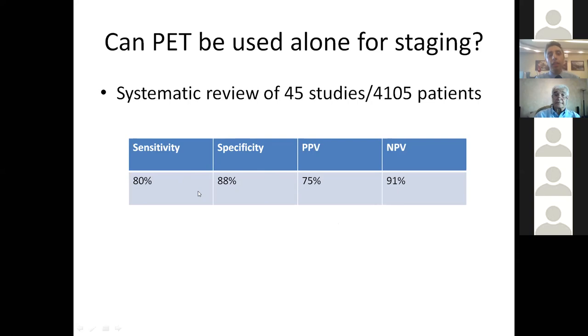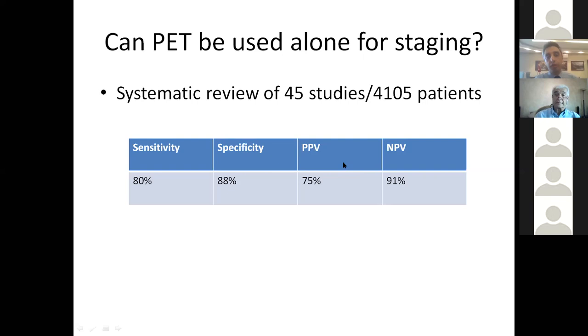Your positive predictive value: if something lights up, 75% of it is cancer, but 25% is not. And then you're also going to miss 10%, your negative predictive value. You're still going to miss 10% of patients where nothing lights up on the PET, but they actually have involvement of lymph nodes or something else.